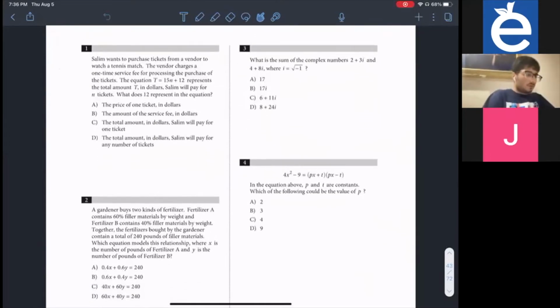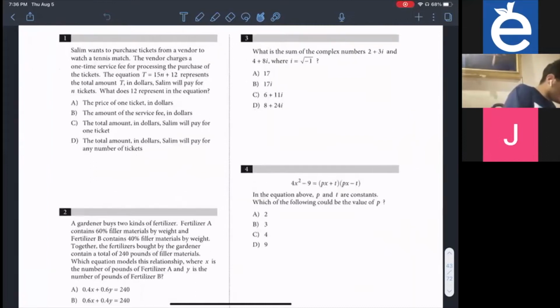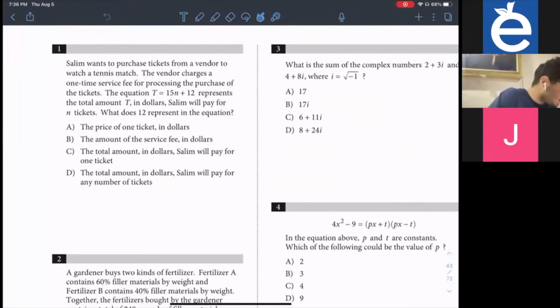So now let's go to the first problem. Salim wants to purchase tickets from a vendor to watch a tennis match. The vendor charges a one-time service fee for processing the purchase of the tickets. The equation T = 15n + 12 represents the total amount T in dollars Salim will pay for n tickets. What does 12 represent in the equation?